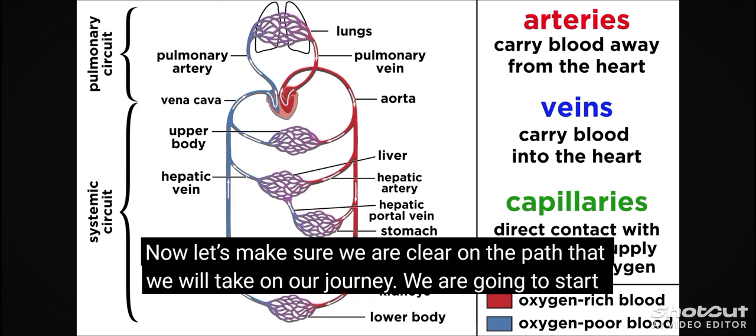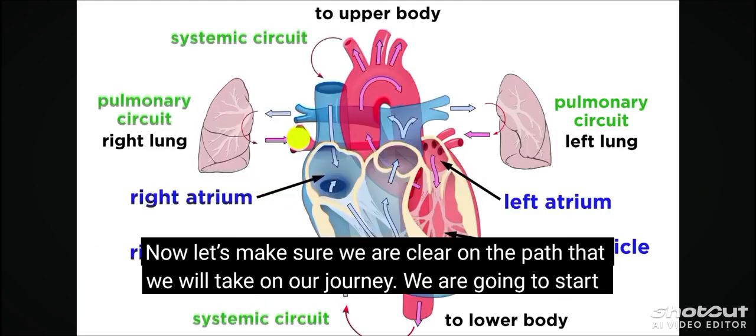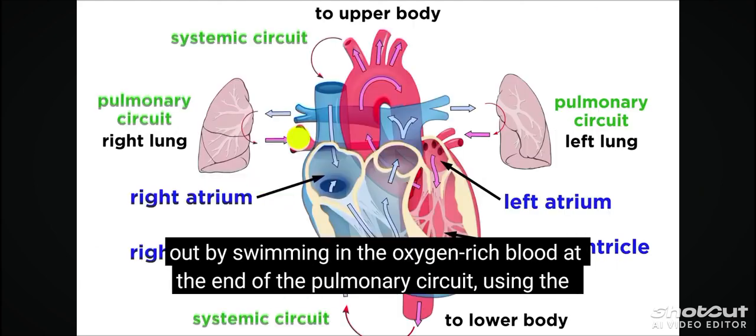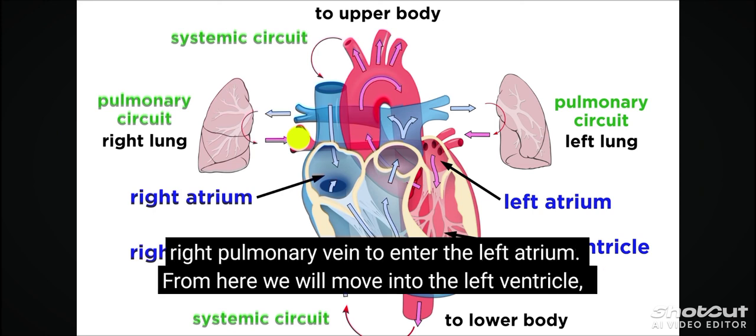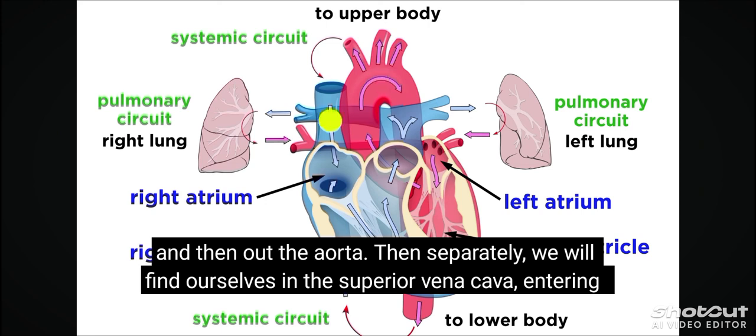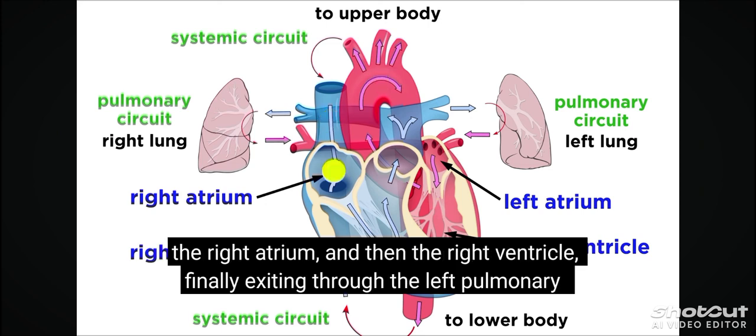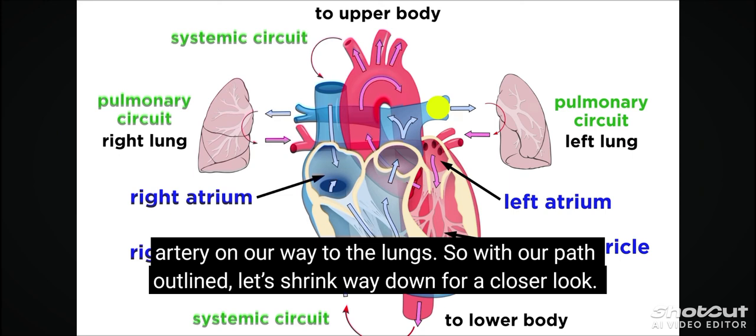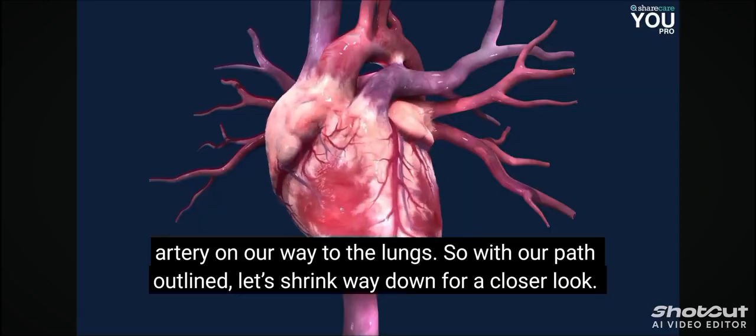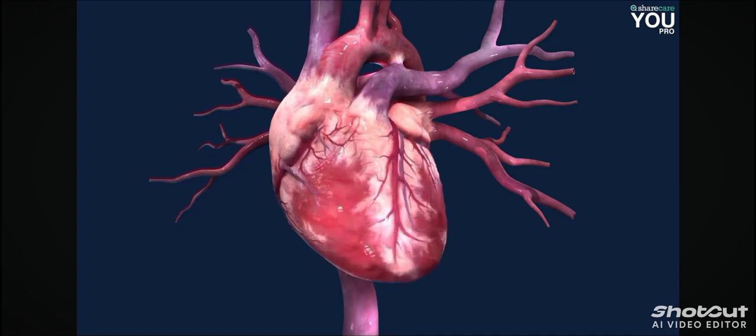Now let's make sure we are clear on the path that we will take on our journey. We are going to start out by swimming in the oxygen-rich blood at the end of the pulmonary circuit, using the right pulmonary vein to enter the left atrium. From here, we will move into the left ventricle and then out the aorta. Then separately, we will find ourselves in the superior vena cava, entering the right atrium, and then the right ventricle, finally exiting through the left pulmonary artery on our way to the lungs. So with our path outlined, let's shrink way down for a closer look.